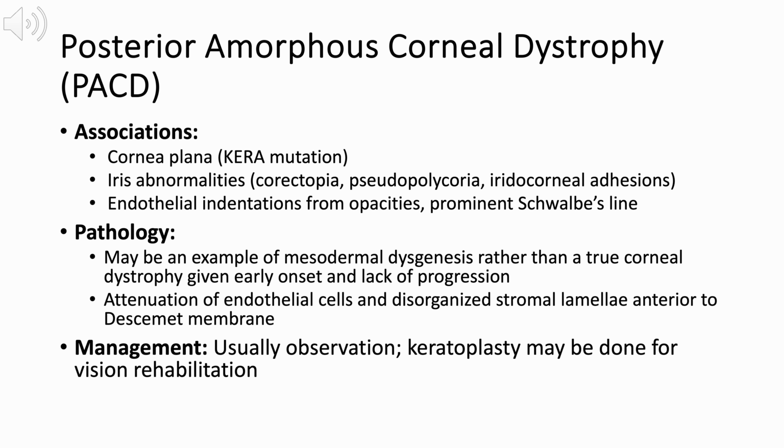From a pathology standpoint, PACD may not be a true corneal dystrophy, but rather an example of mesodermal dysgenesis. This is supported by its very early onset and the fact that it shows little or no progression. Histologically, we see attenuation of endothelial cells and disorganized stromal lamellae located anterior to Descemet's membrane. Management is usually observation, since progression is minimal. However, in patients with significant visual compromise, keratoplasty may be performed to aid in vision rehabilitation.